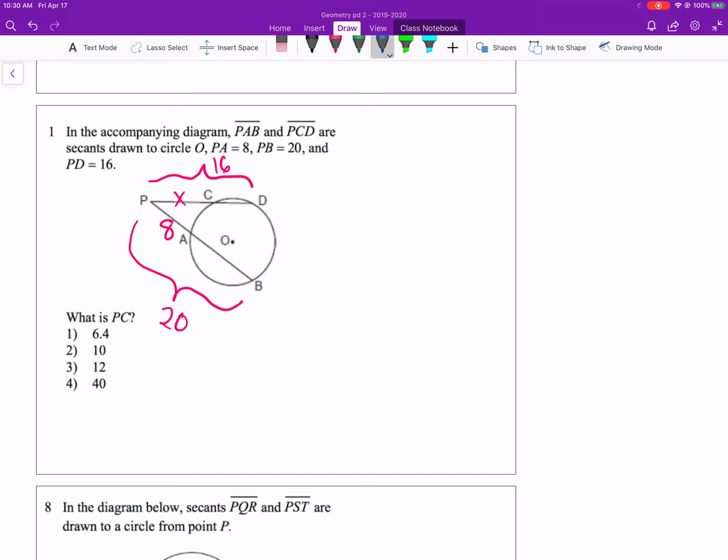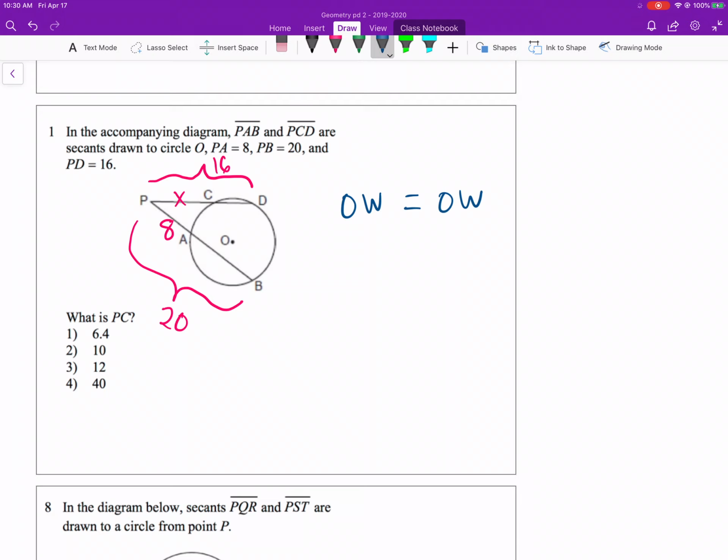Alright, so always be careful about labeling. So this is two secants. We know our rule is OW equals OW. And what does it mean? The outside piece times the whole thing is equal to the outside piece times the whole thing.